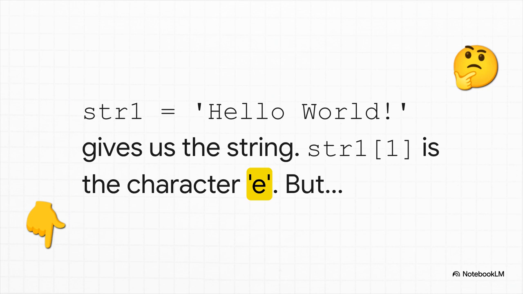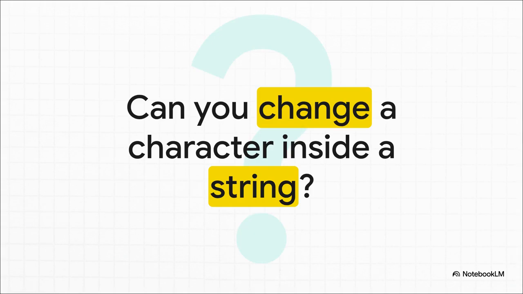Now, because a string is a sequence, we can actually look at the individual pieces. So if we have our hello world string, we can ask Python, hey, what's the character at position number 1? And it'll come back and say, that's an E. Simple enough. But this leads to a really important question. If we can look at a character, does that mean we can also change it? Can we just reach in there and swap out that E for an A? I mean, it seems like something we should be able to do, right?